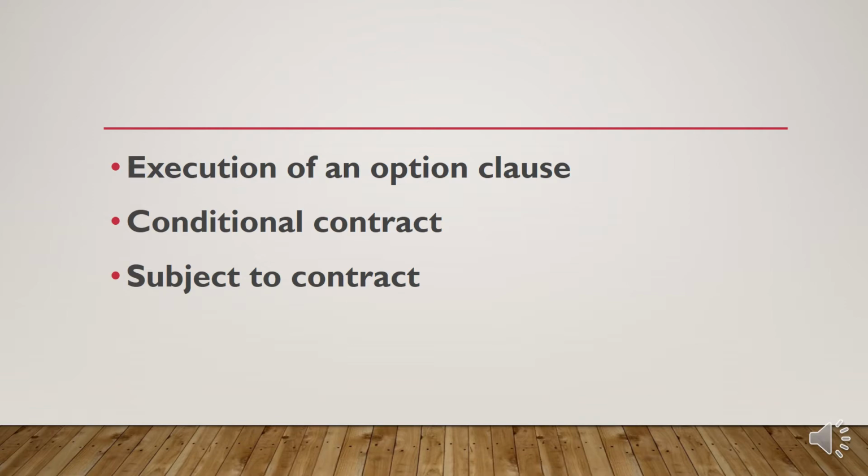Sometimes you may have in your tenancy agreement, for example, to say that this property may be sold if the tenant so wishes according to the following conditions. That's an option, and once the tenant executes that option clause, then the landlord becomes the vendor and the tenant becomes the buyer. Subsequently, you have conditional contracts.